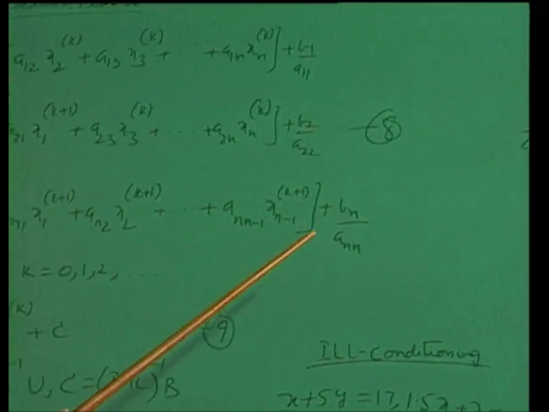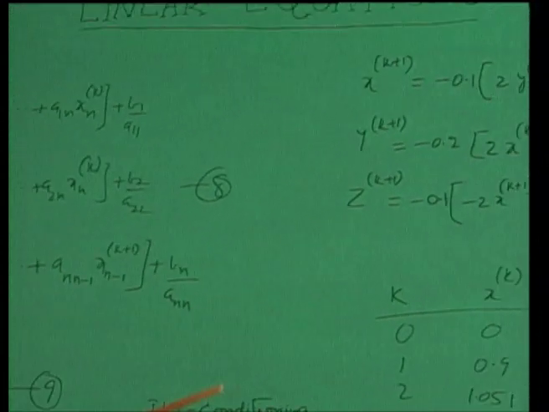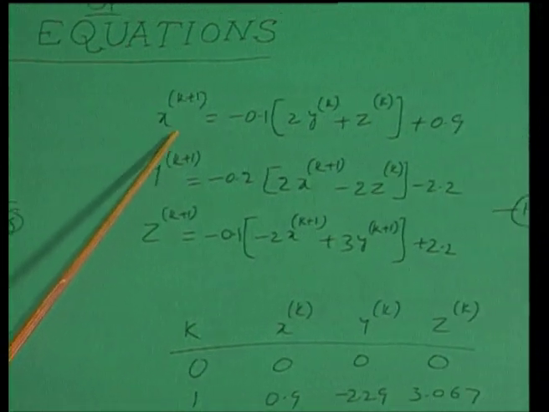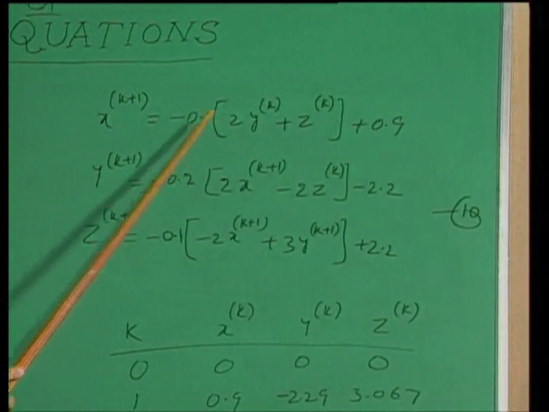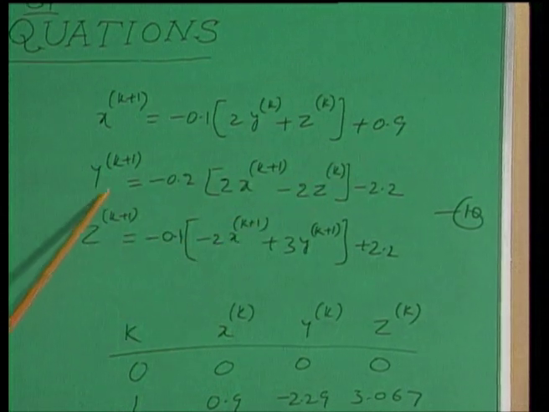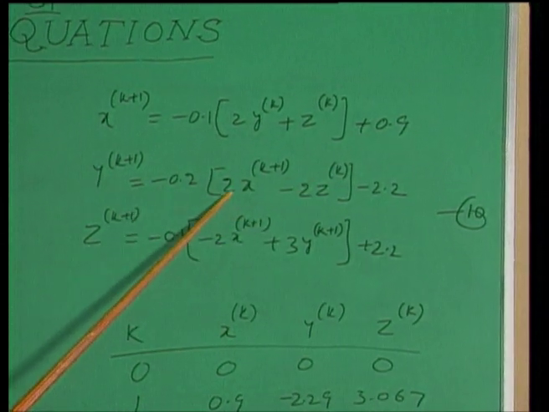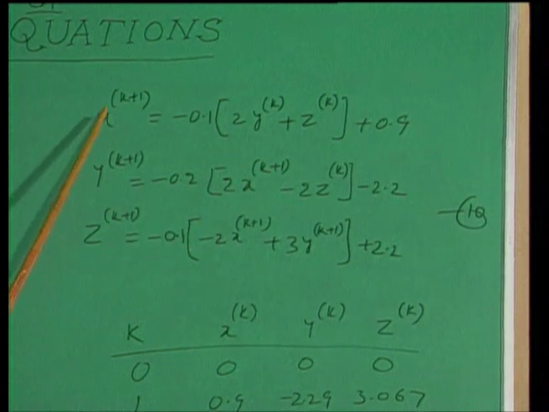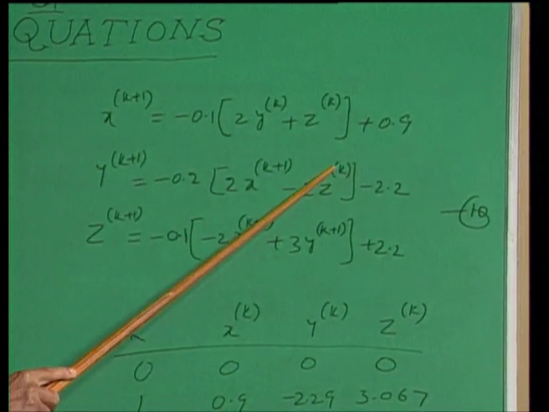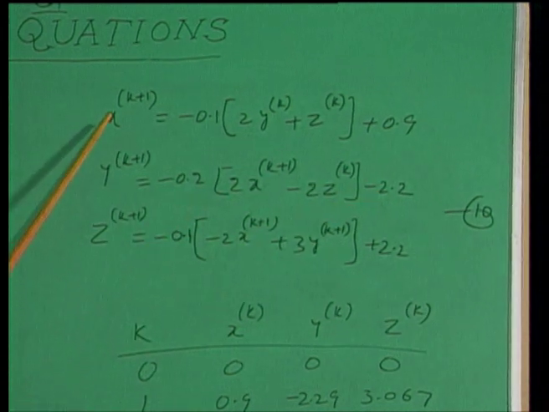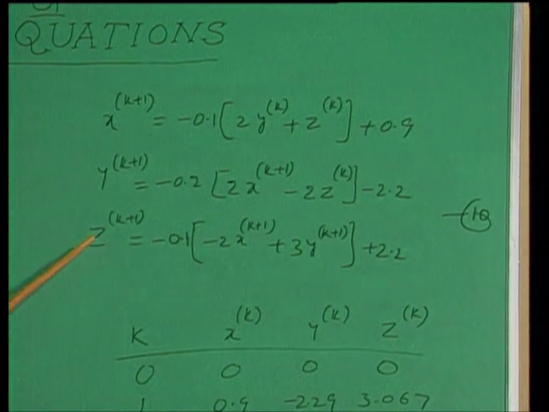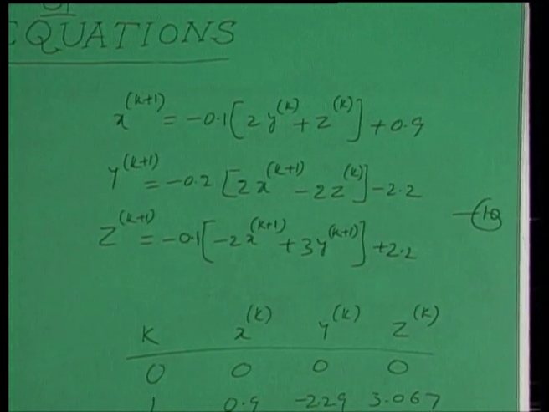Now let us apply this method to the same example which I considered previously. For that example, after writing the equations in the diagonally dominant form, the Gauss-Seidel iteration scheme is this: x^(k+1) is equal to this, minus 0.12 y^k plus z^k plus 0.9. y^(k+1) is equal to minus 0.2 times x^(k+1), the value obtained from the first equation is used here, and the previous value of z^k is there like this. And already x^(k+1) and y^(k+1) are known, so they are used in the third equation to obtain z^(k+1).